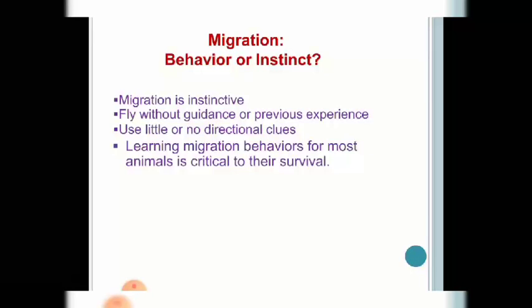Now this migration, is it a behavior or is it an instinct? As we are saying, migration is intensive. They fly without guidance, as per previous experience, and also use a little directional clues, and they start learning migration behavior for most animals for their survival. If you have confusion between behavior and instinct, migration is mainly instinctive, and they mainly fly for their guidance. Once they don't have any guidance, they learn migrations.